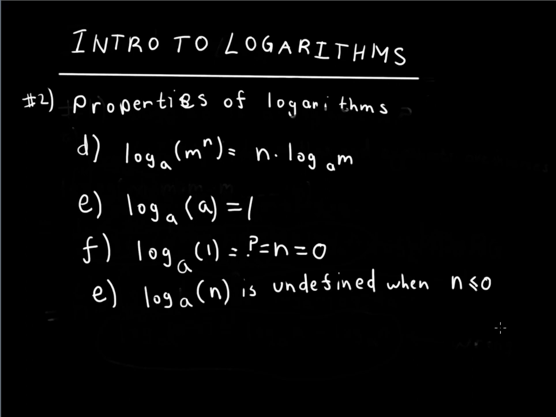The last rule for logarithms is that when you have log base a of n, it's going to be undefined when n is smaller than or equal to 0. So n can't be negative. The argument of a logarithm can't be negative, nor can it be 0. Now there is one more really important rule called the change of base rule, but I'm going to cover that in a different video.